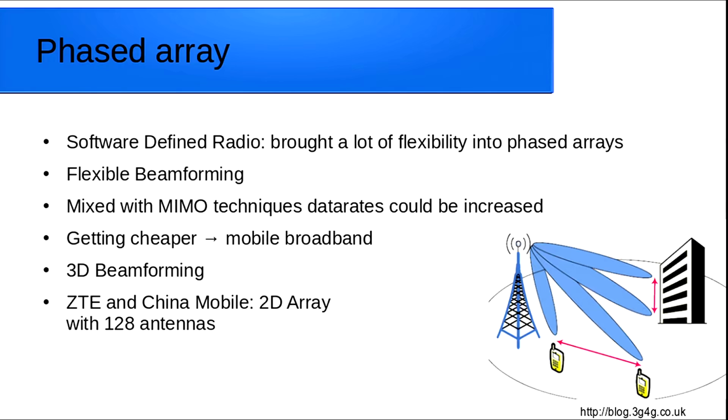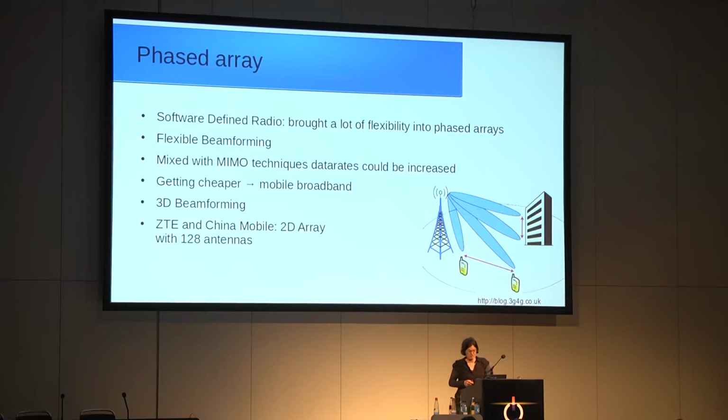And with this precoding, you try to take advantage of the channel properties. For example, in a very scattering environment, a channel has a lot of different uncorrelated paths. So you can increase the data rates. For example, it's also used within the newer Wi-Fi standards. It's also getting cheaper, so not only the military can use it now, also for mobile broadband.